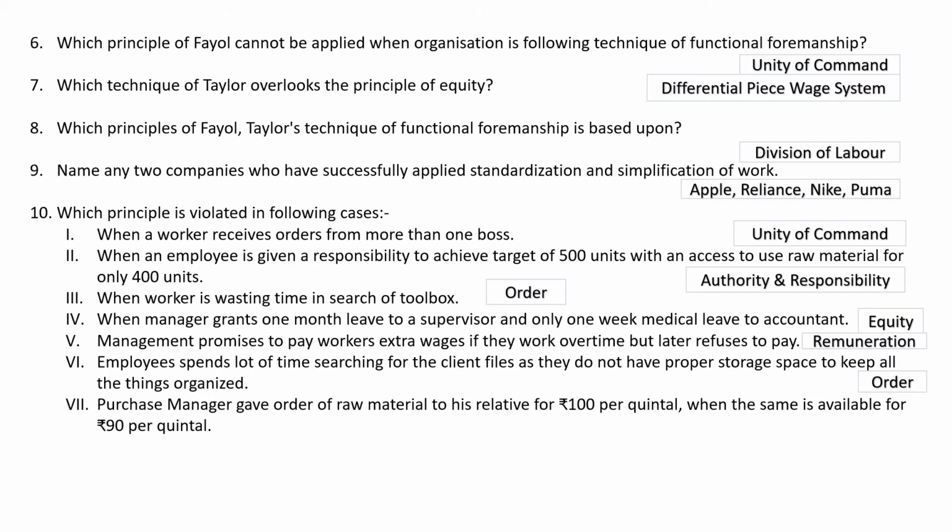A purchase manager gave an order of raw material to his relative for rupees 100 per quintal when the same is available for rupees 90 per quintal. So here he is thinking about his own personal benefit and not taking care of the organizational interest. So this is subordination of individual interest to general interest.